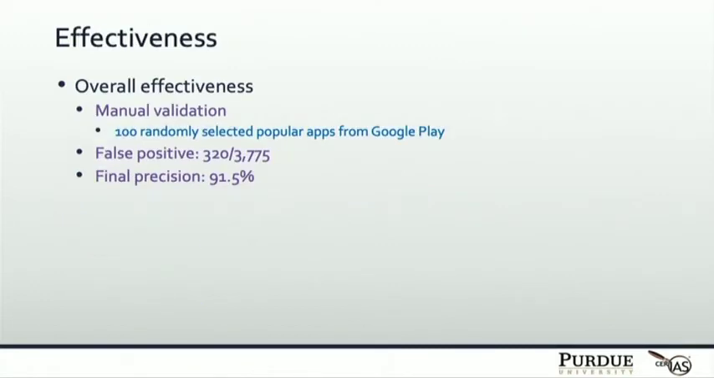So to evaluate the effectiveness of ClueFinder, we performed manual validation steps. We randomly chose 100 top popular apps from Google Play and ran ClueFinder. After the output, we went through each identified statement and data to see if ClueFinder correctly labels it. And we found that it has less than 10% false positives, which gives us a final precision of around 91%.